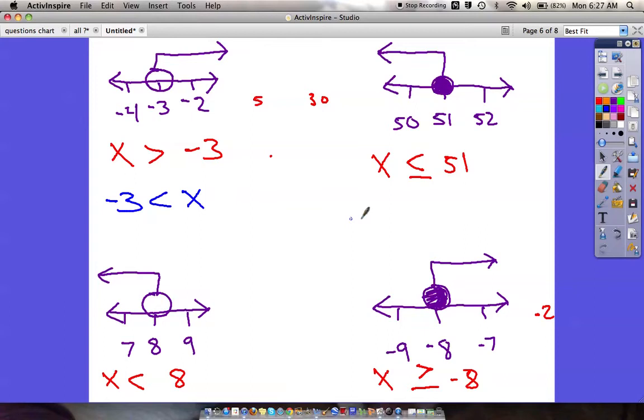So to flip this around, 51 is greater than x. To flip this around, it would be 8 is greater than x. And to flip this around, it would be -8 is less than or equal to x. Most of the time you're going to see it written with the x first, but know that the flipped around version is the same thing.